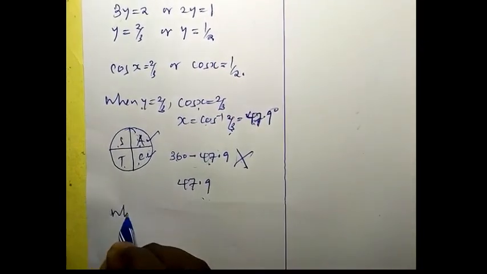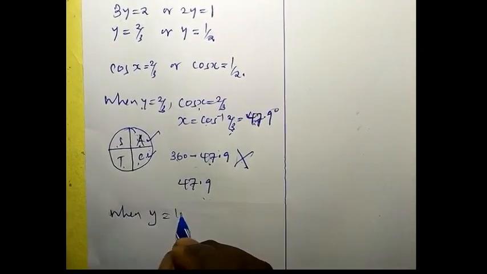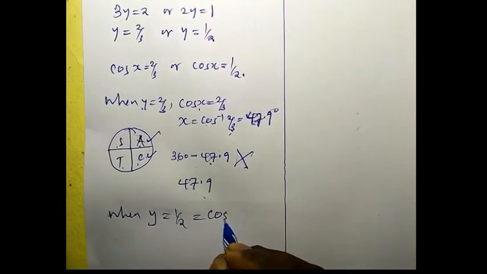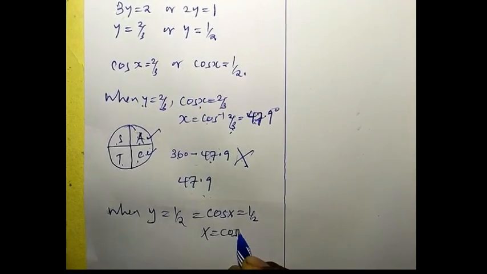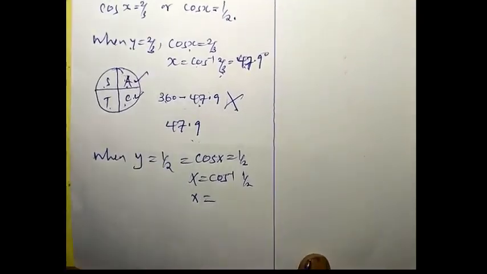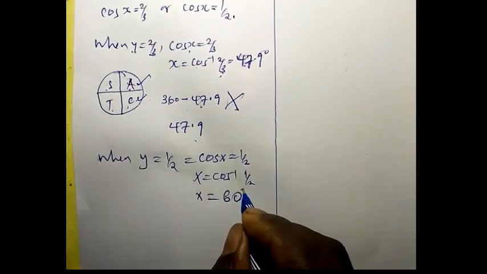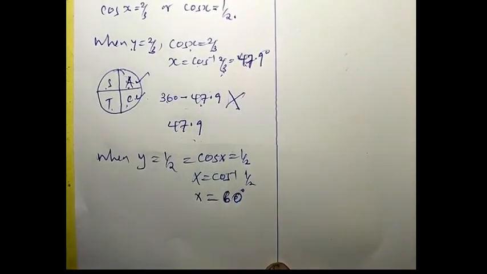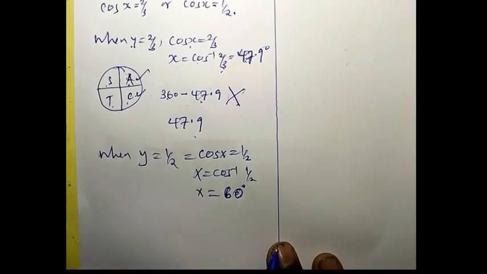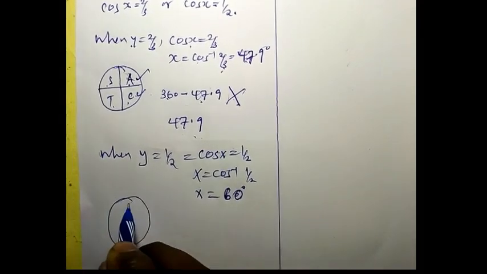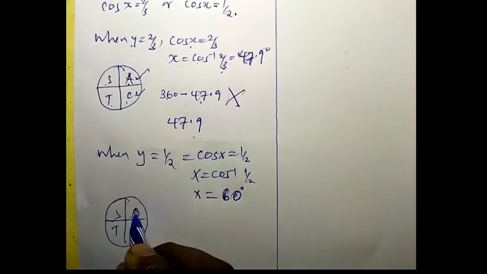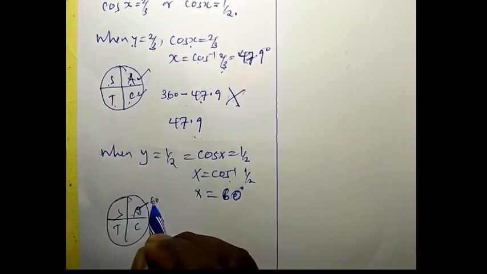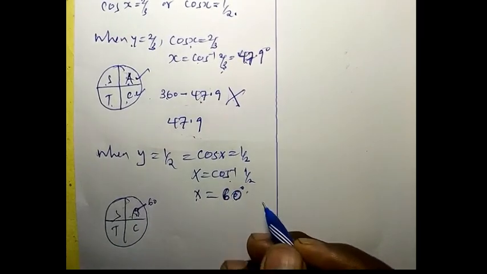Now when y equals a half, we have cos x equal to a half, meaning that x equals cos inverse a half. And what is the angle? x equals 60 degrees. So we use the unit circle again, the axes. So our first angle, cos here is positive, which is 60, that's fine. So our first angle is x equal to 60, that's correct.